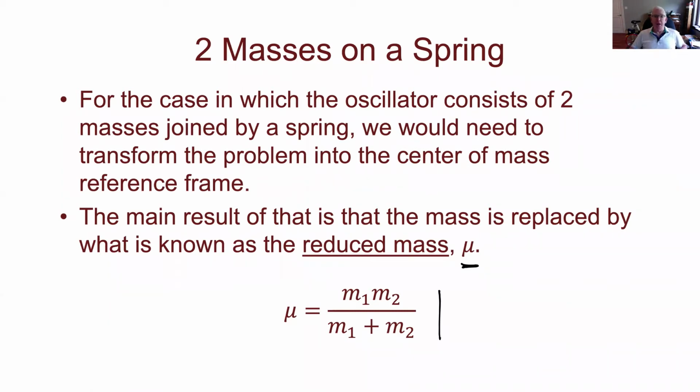Note that the reduced mass is still going to have mass units because it's got mass squared on top and mass on the bottom, so it does still have mass units. If I had a homonuclear diatomic where the two masses were the same, I'd get m squared on the top and 2m on the bottom. So in that case, for a homonuclear diatomic, the reduced mass is going to be 1/2 the mass of one of the atoms, right? So very different from the mass of the entire molecule.